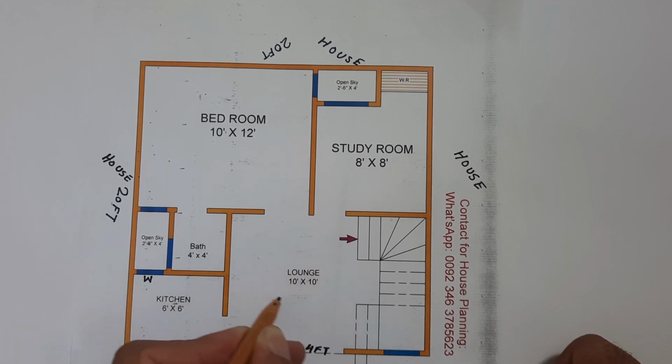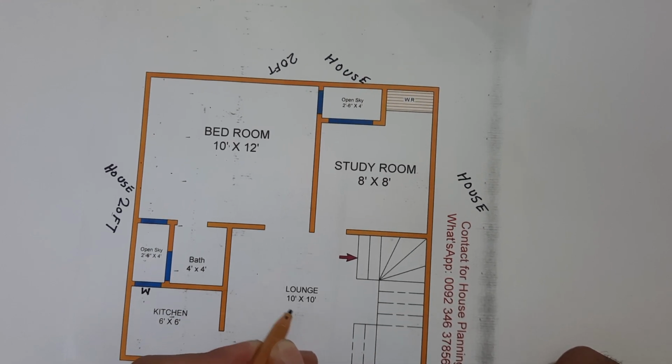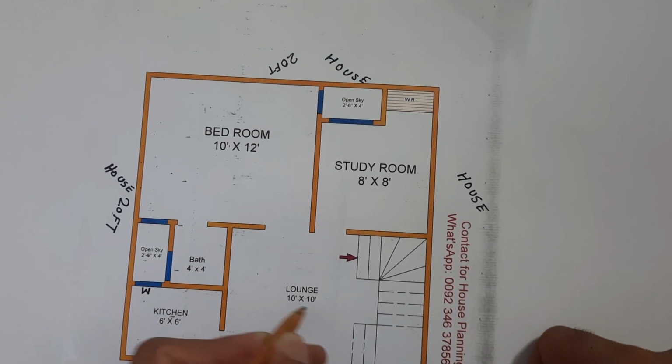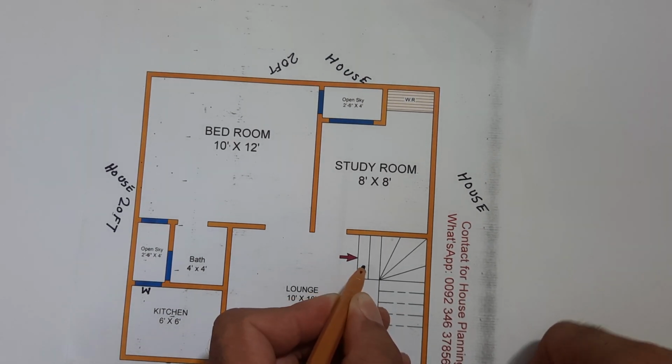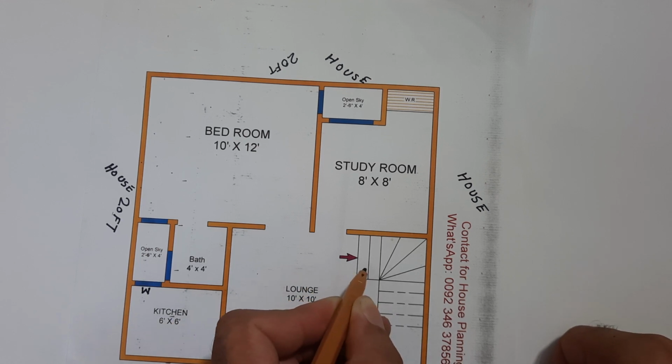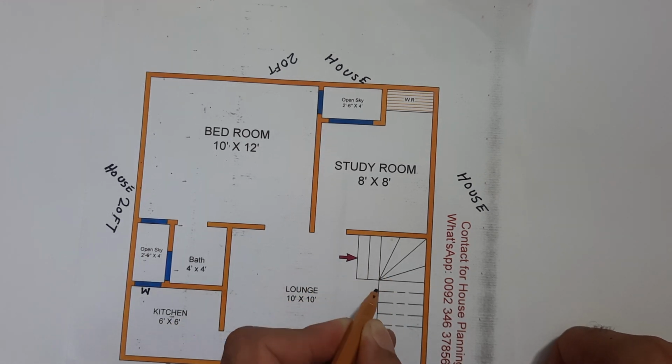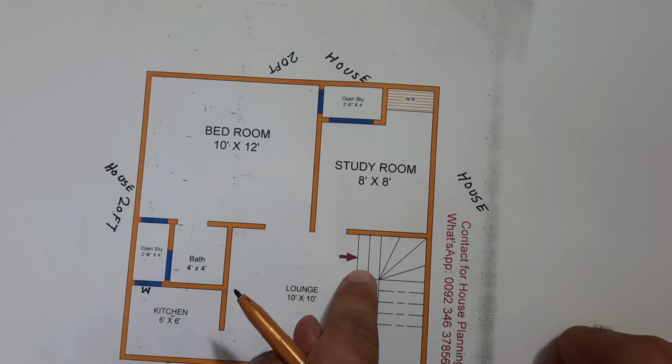Next guys, you can see the size of this TV lounge is 10 by 10 feet. When you come at this side, at the right side, this is a stair going to the first floor, which width is 3 feet, okay?